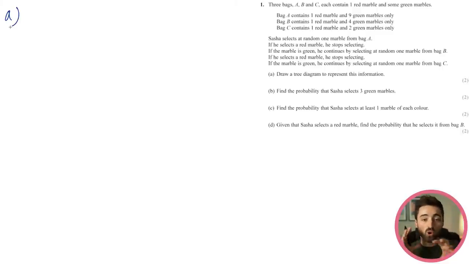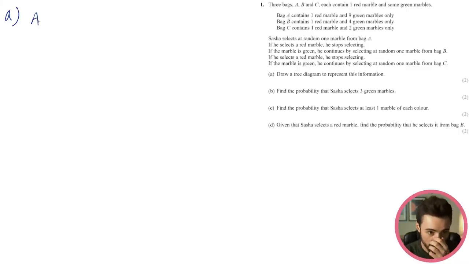Always think chronologically in terms of a tree diagram. Start at the left and ask, what's the first thing that happens? Then what happens after that? And then it branches off, and then what happens after that? So what's the first thing that happens here? He's picking from bag A. So that is going to be the thing that I want to start my tree diagram off with.